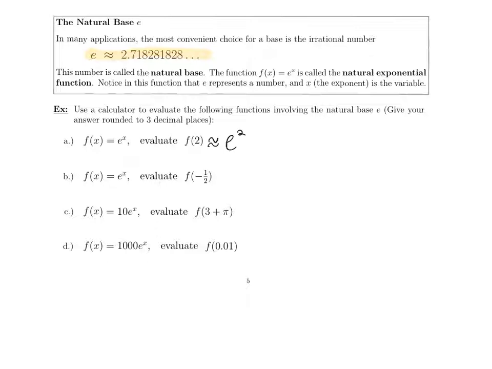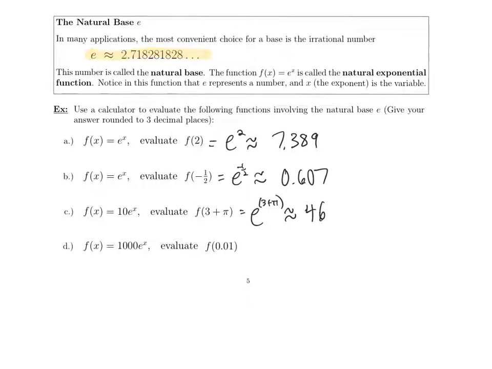But for now, I'm just going to walk you through this here so that you can check yourself when you practice. So if I plug in 2, then I'm going to get approximately 7.389. If I plug in negative 1/2, I'm going to get approximately 0.607. If I plug in 3 plus pi, I get approximately 4,647.932.